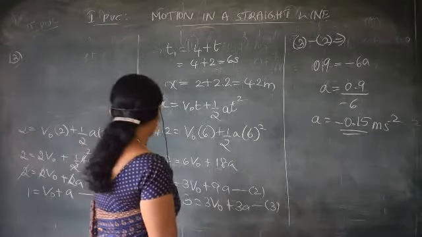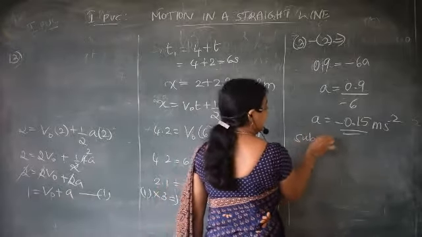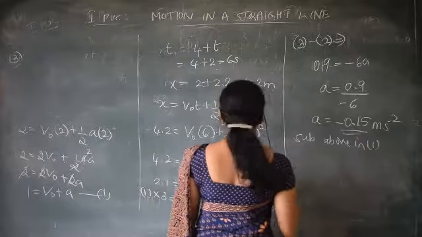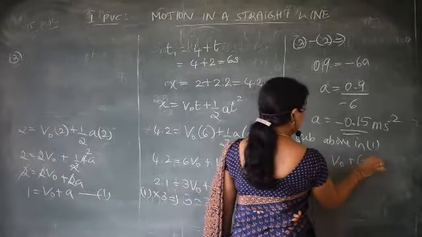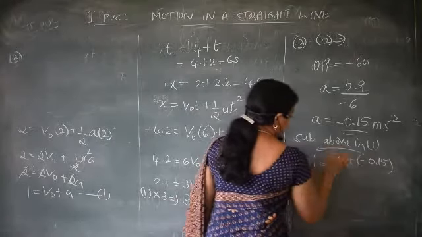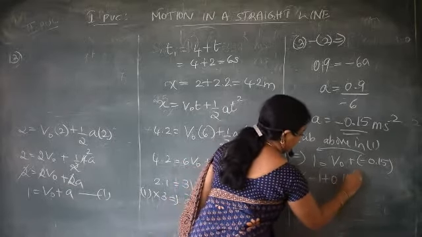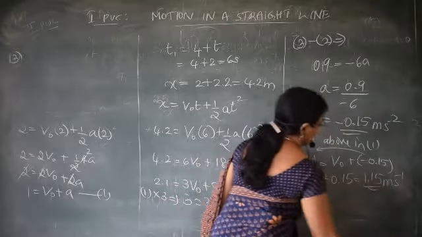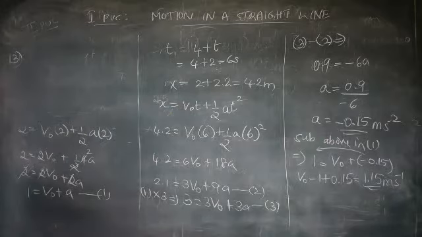You got acceleration. Now, let us substitute in equation number 1. What do we get? 1 is equal to V0 plus minus 0.15. When you take it to the other side, it is plus. V0 is equal to 1 plus 0.15, that is equal to 1.15 meter per second. That is velocity. We got velocity, we got acceleration.